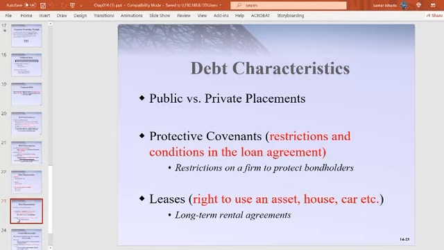Why protective? Because it is trying to protect the lender. Okay. Now, another thing, leases. For example, when you are taking a house on rent or anything, like long-term rental agreements, we sign a lease and then we get a right to use it as an asset. Could be a car, could be a house, etc.